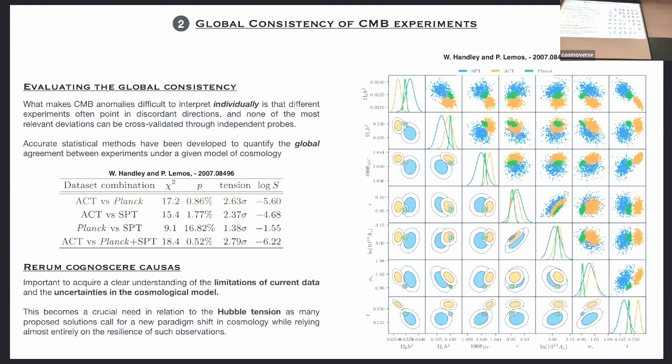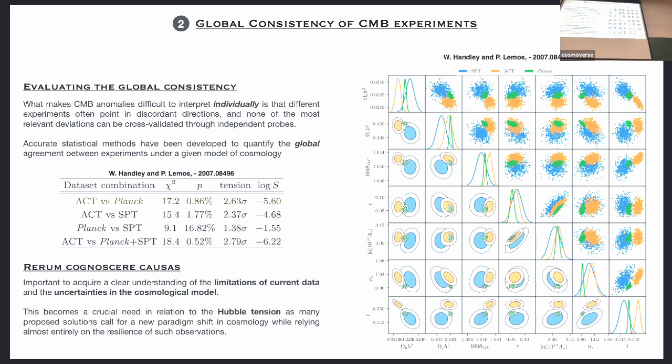Now, depending on everyone's level of tolerance, these, I would say, controversial tensions ranging between 2 and 3 standard deviations may be taken more or less seriously. But I would like to argue in this talk that it is actually important to understand the reasons for this difference, above all in relation to some interesting proposed solutions to the Hubble tension that call for a new paradigm shift in cosmology while relying almost entirely on the robustness of these observations.